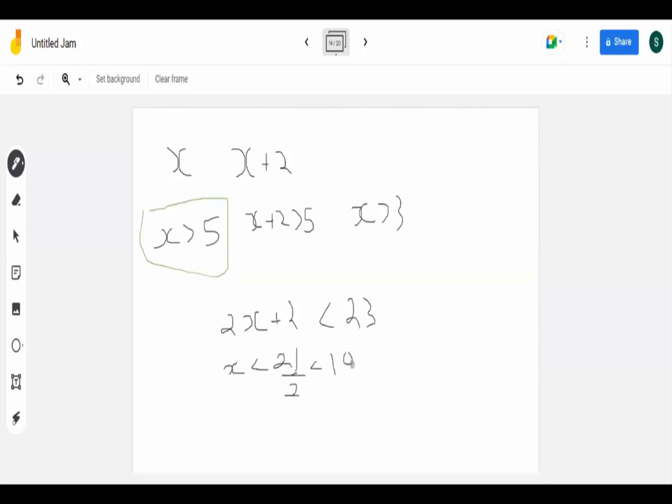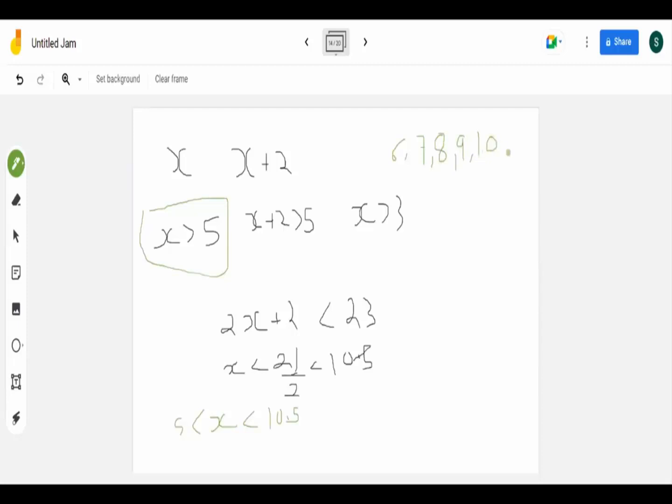So 10.5. Now you can see we got our range: x is less than 10.5, but x is greater than 5. So all the integers between 5 and 10.5, we will note down first. That is 6, 7, 8, 9, 10.